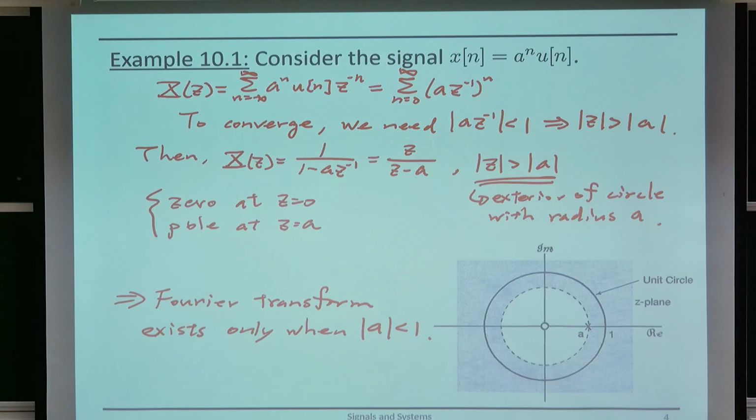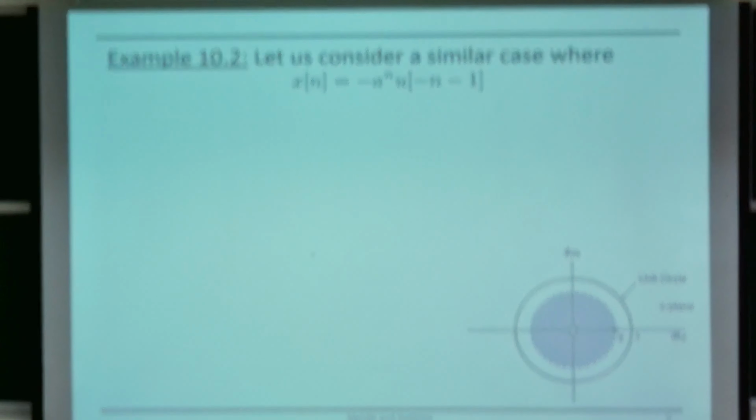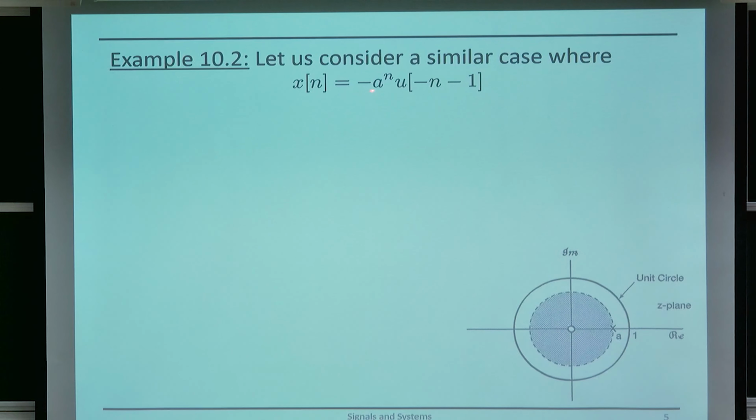So in the continuous time case, we had an exponential to the right, and here we have a geometric series to the right. We could also have a geometric series going to the left. In that case, you can write it as minus a to the power n times u[minus n minus 1]. If you look at this unit step function of minus n minus 1, you will see that it is non-zero only for n that is less or equal to minus 1.